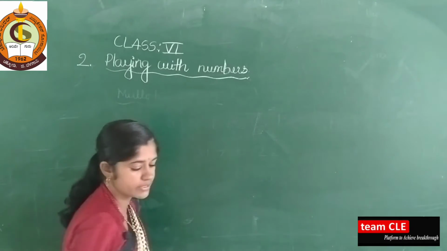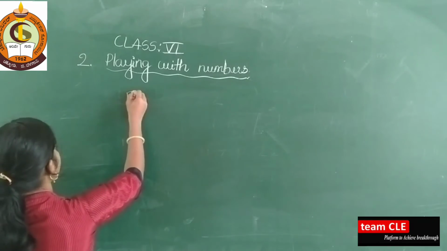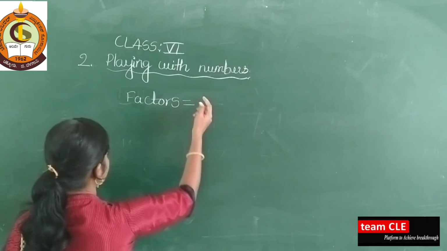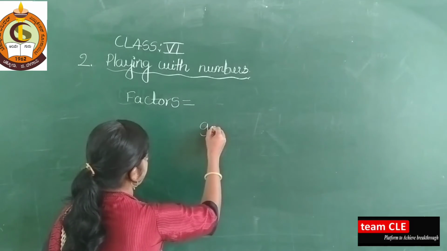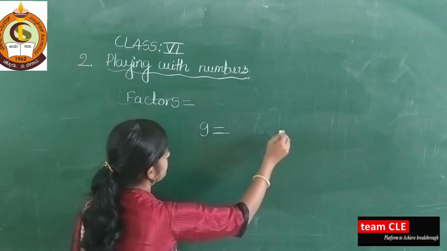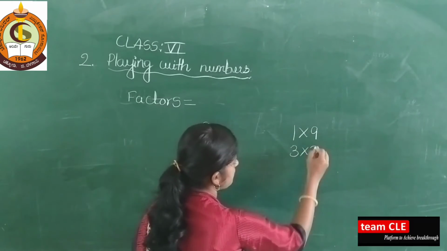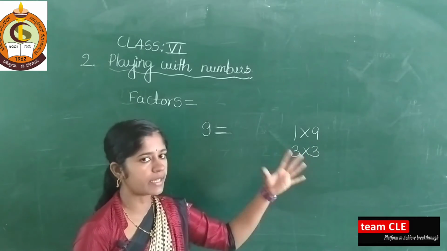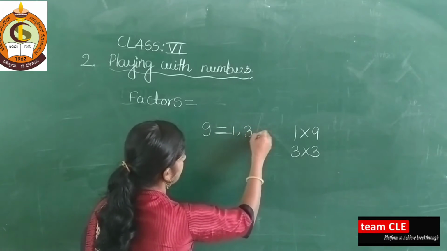We have already discussed all this in the previous year also. See here, the first one is factors. Let us take one example. I will take 9, and tell me 9 is there in which number? Yes, it is there in the table of 1, 9 ones are 9, and again it is there in the table of 3, 3 3s are 9. So the factors of 9 are 1, 3, 9.